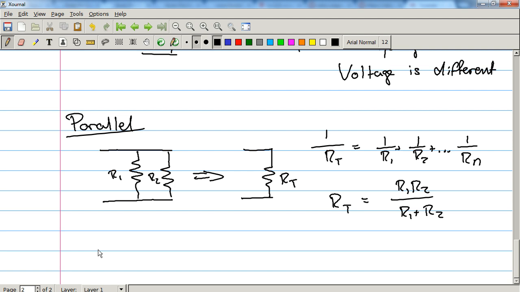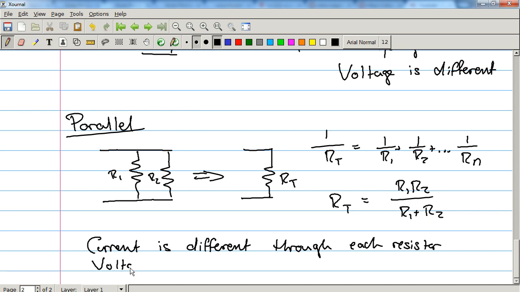Now, doing what I did for the series resistors or series elements, current is different through each resistor. Voltage is constant, so it's the opposite of series. And again, we'll talk more about this in the next video, but it's useful for you to start thinking about why this might be the case.